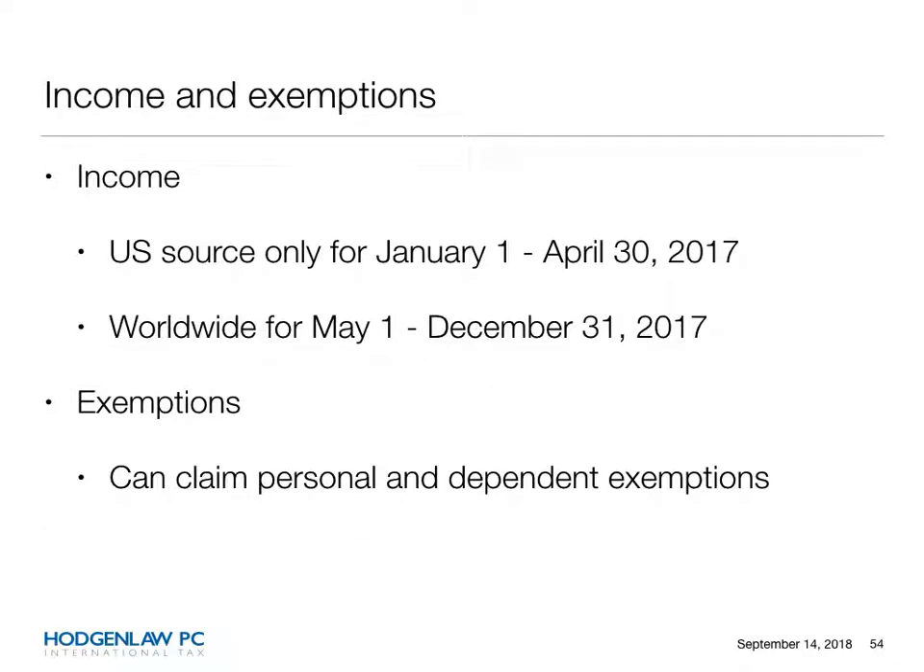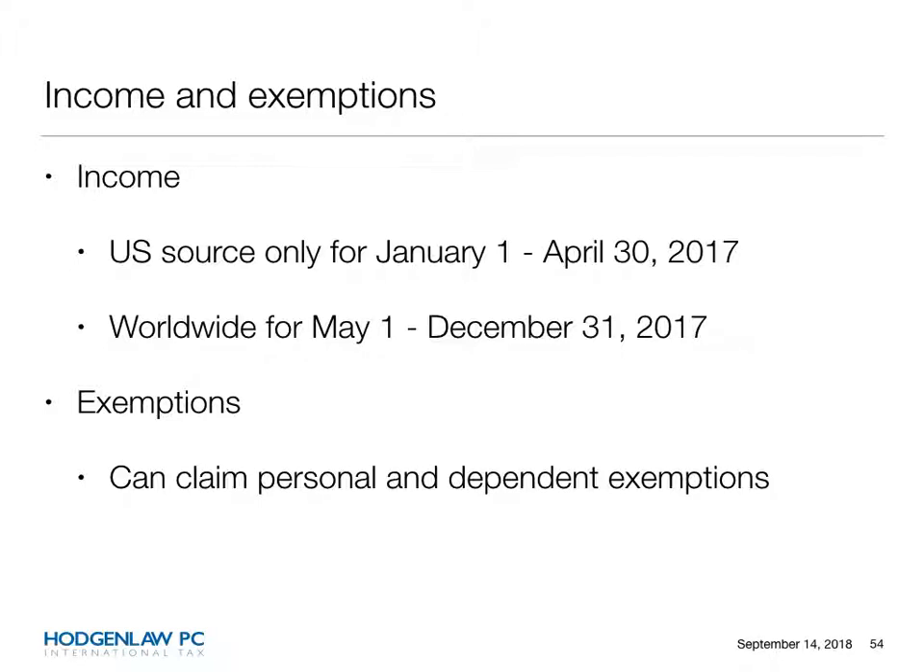He had income throughout the year, but for Bob, only US source income would count, which would be from January 1st to April 30th, 2017. So any income, US income, that he earned during that period. And then from May 1st to December 31st, 2017, we would count worldwide income, so both US and foreign sources.